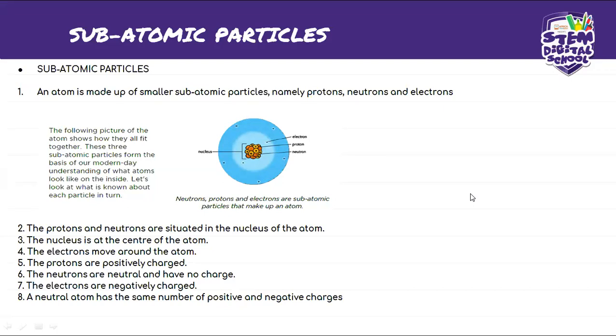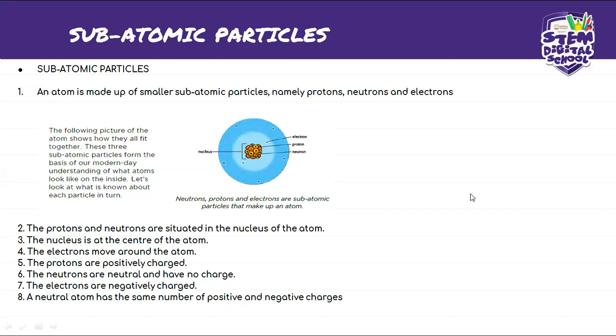Point two: the protons and neutrons are situated in the nucleus of the atom. The nucleus is at the center of the atom. The electrons move around the atom. The protons are positively charged. The neutrons are neutral and have no charge. The electrons are negatively charged. And a neutral atom has the same number of positive and negative charges. Let's go back to the diagram and look at point 8, which says a neutral atom has the same number of positive and negative charges.